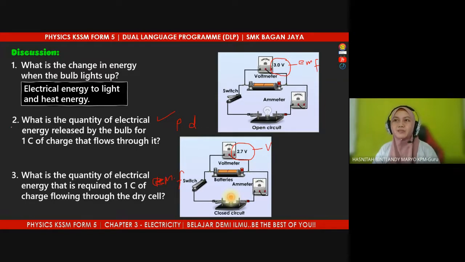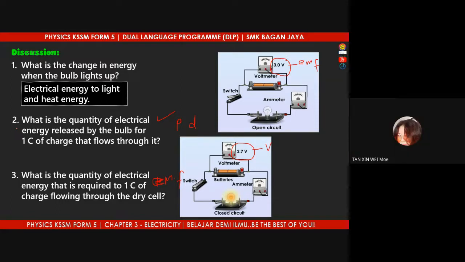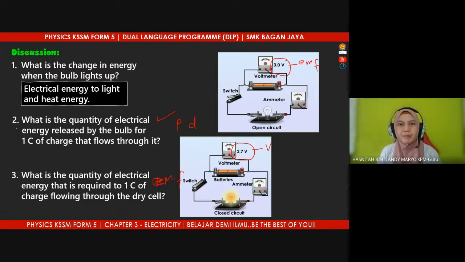So what is the answer for number 2, student? What is the quantity of electrical energy released by the bulb for 1 coulomb of charge flowing through it? 2.7 volts. Yes, the answer is 2.7. Remember what potential difference means? Energy required in order to move 1 coulomb of charge across a conductor. So the answer is 2.7 joule. Remember voltage is joule per coulomb. So to move every 1 coulomb of charge, it requires 2.7 joule of energy.